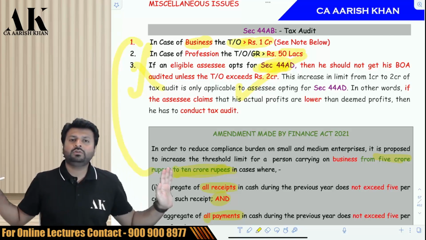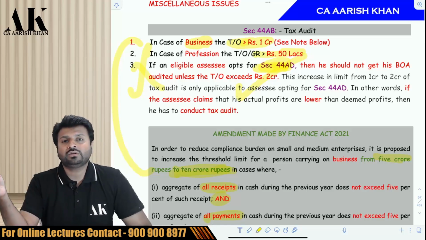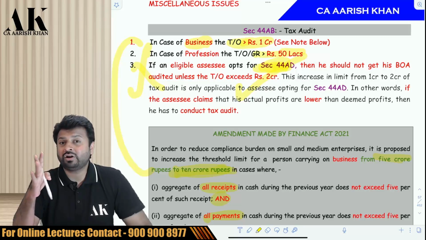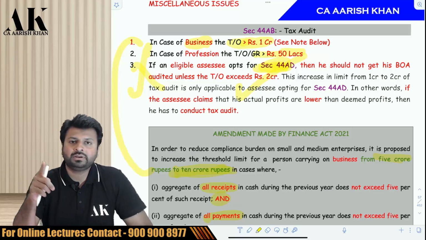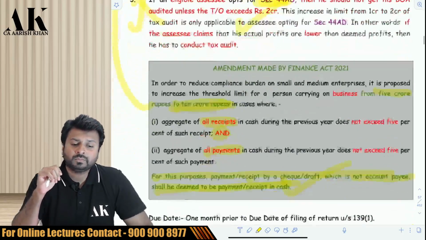So let me tell you once again, for business the limit is 1 crore, but the 1 crore can increase to 10 crore if 95% of the receipts and 95% of the payments are online. Online would not include cash, a bearer check, or a normal cross check. Account payee cross check and account payee bank draft will be allowed. For profession it is 50 lakhs, and for 44AD assessees the limit of tax audit is 2 crore.